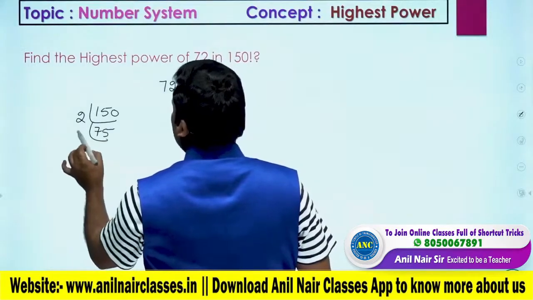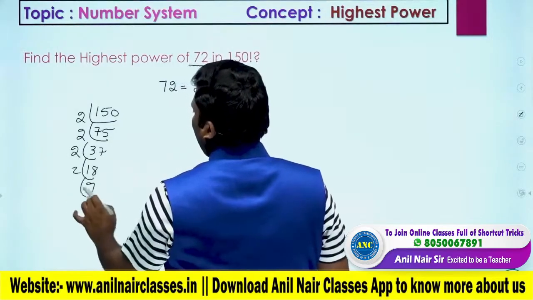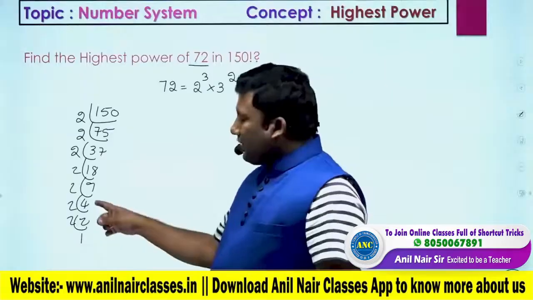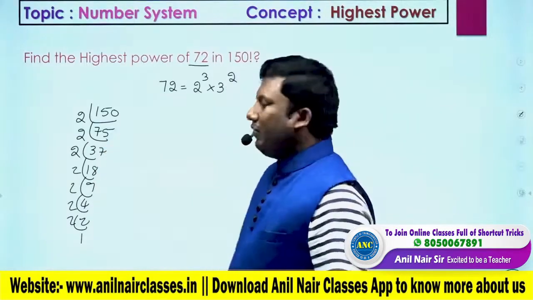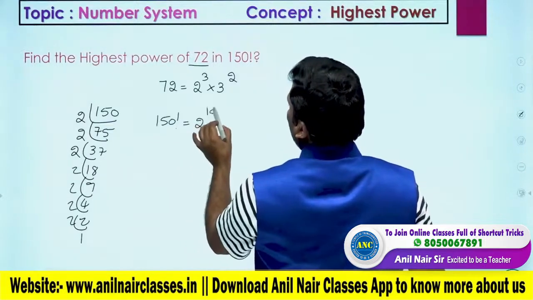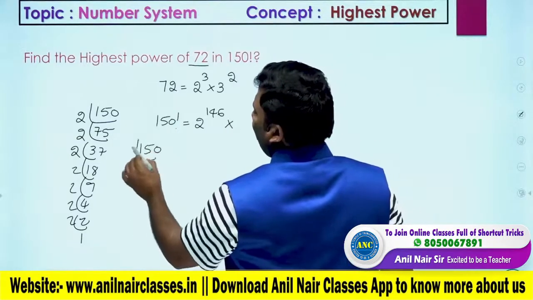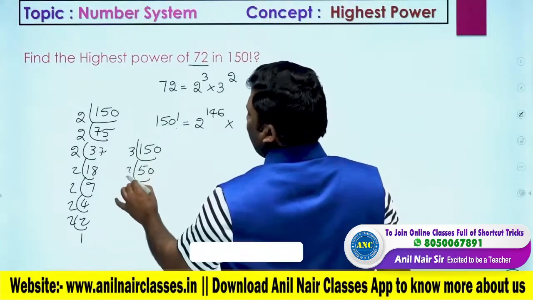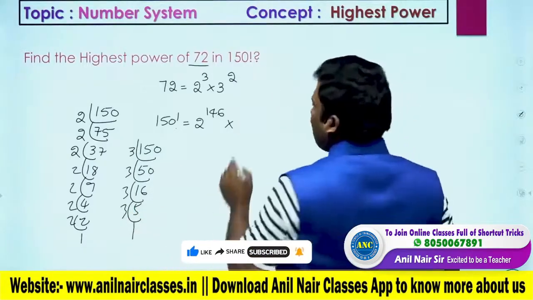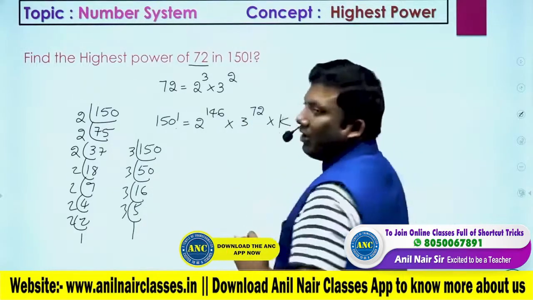2 75s are, 2 37s are, 2 18s are, 2 9s are, 2 4s are, 2 2s are and 2 1s are. 4 plus 2 plus 1, 7, 16, 34, 71, 146. 150 factorial can be written as 2 power 146 into 3. Let us do the highest power of 3 in 150 factorial. 3 50s are, 3 16s are, 3 5s are, and 3 1s are. 66, 71, 72. 3 power 72 into k. This is for 150 factorial.